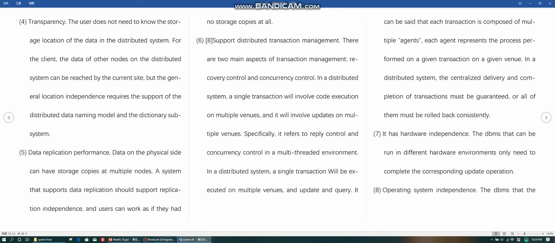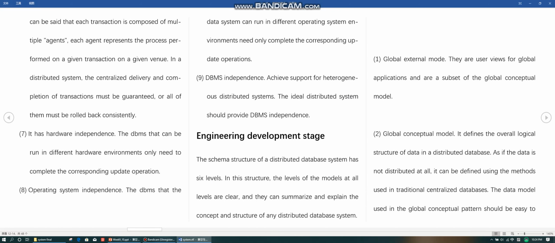And for operating systems, the DBMS can run in different operating system environments, needing only to complete the corresponding update operations. And finally, DBMS independence achieves support. The ideal distributed system should provide DBMS independence.